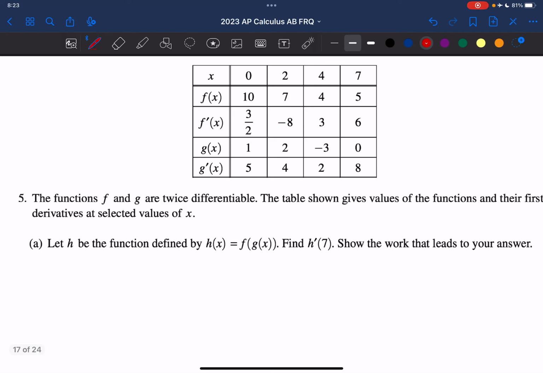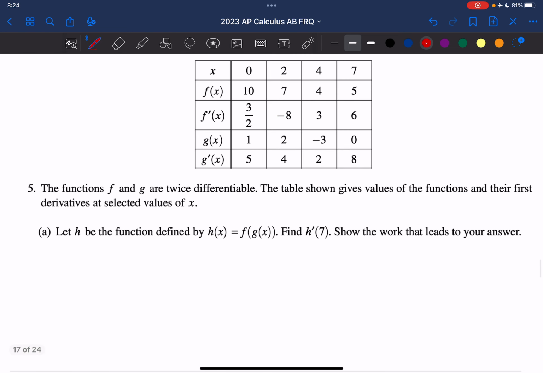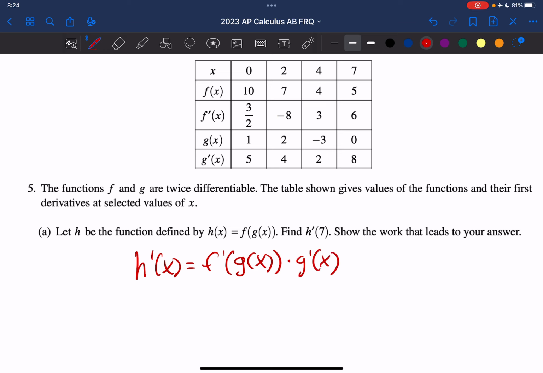So in problem 5 of the free response questions, we've got this table of values, and they give us that functions f and g are twice differentiable. And so what we want for part A is to find h prime of 7. Now h is f of g of x, so this is going to require chain rule. So h prime of x is equal to f prime of g of x times g prime of x. And then we have h prime of 7 equals f prime of g of 7 times g prime of 7.